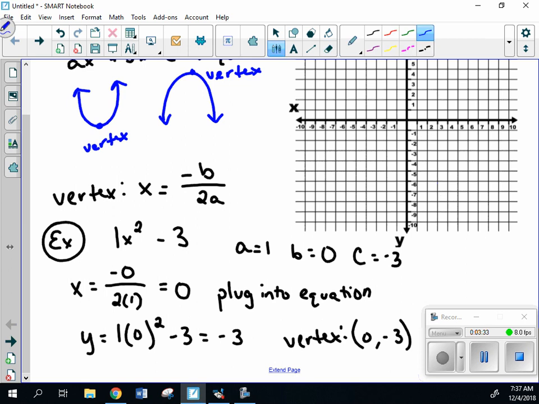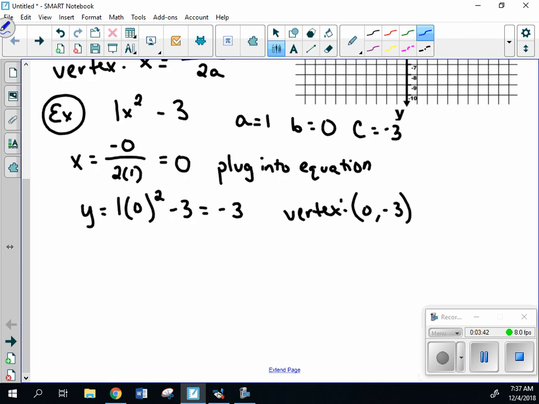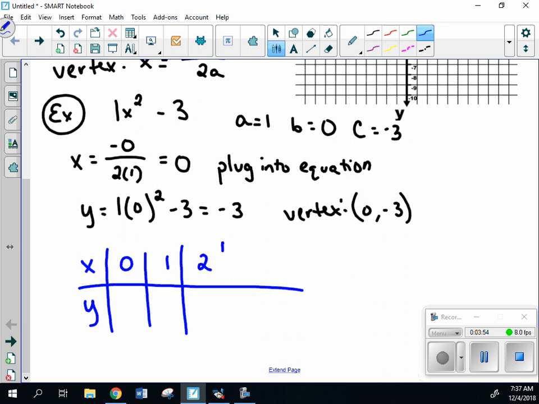So what we do after that, since I know that that's my vertex, I'm either going to pick a point to the left or to the right and basically create a T-chart. I know that 0 is my vertex, so I'm going to get a couple more points. I'm going to pick 1 and 2. I already know that 0 is at negative 3. Now plug 1 into that situation and see what you get. Well, 1 squared is 1, times 1 is 1, minus 3 gives me negative 2. Now plug 2 in. 2 squared gives me 4, times 1 is still 4, minus 3 gives me 1.